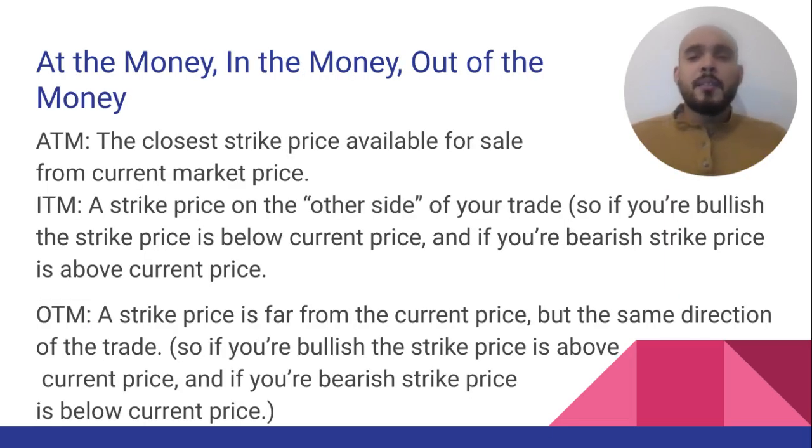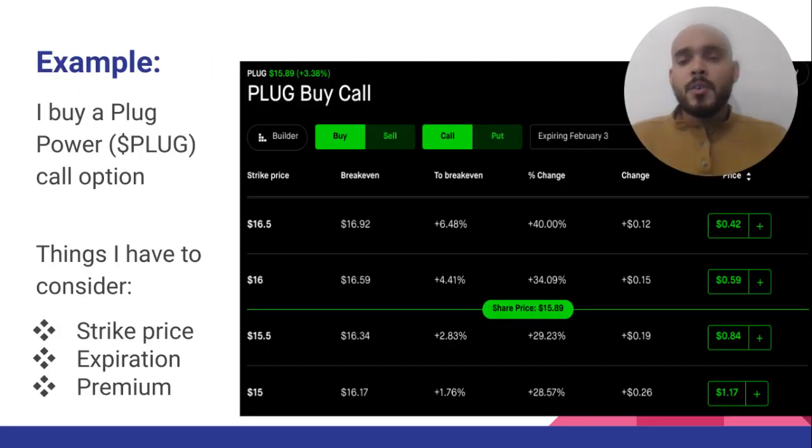So people talk about at the money, in the money, and out of the money options contracts. At the money means the closest strike price available for sale from the current market price. So we're talking about at the money.